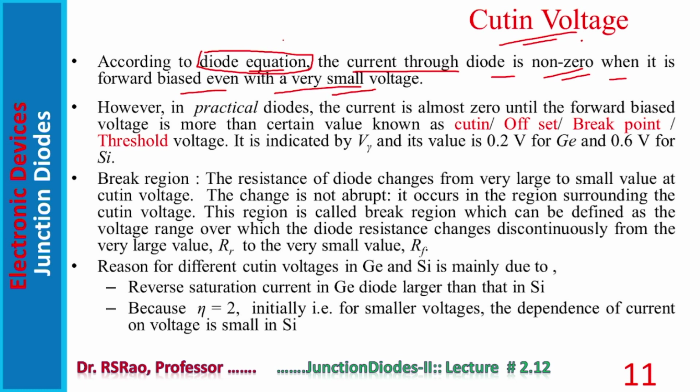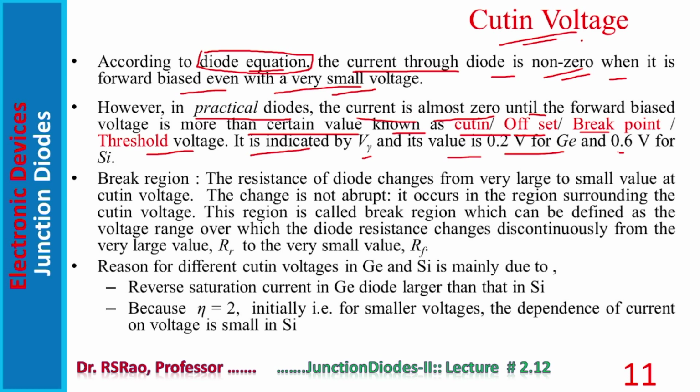But in reality, it is not so. However, in practical diodes, the current is almost 0 until the forward biased voltage is more than a certain value known as cut-in, offset or breakpoint threshold. These are different names for cut-in voltage. This voltage is indicated by V gamma and its value is 0.2 volts for germanium, 0.6 volts for silicon.